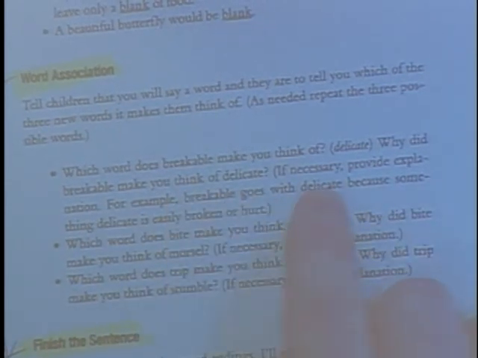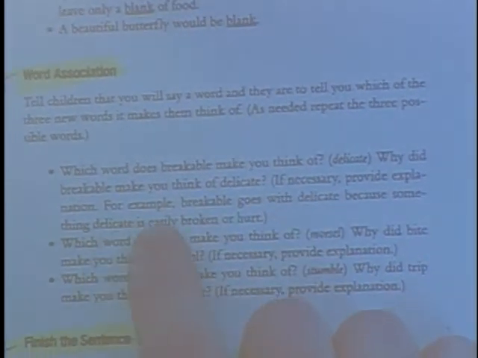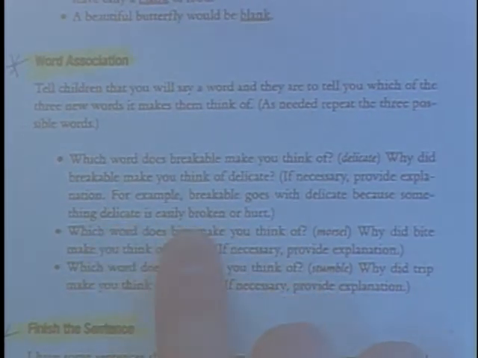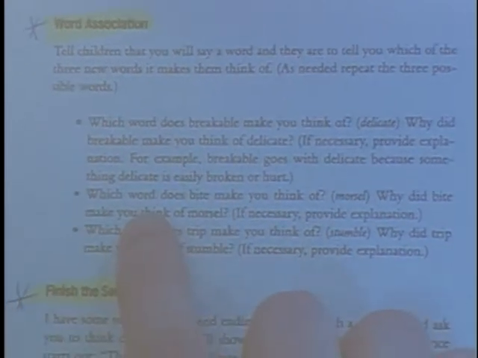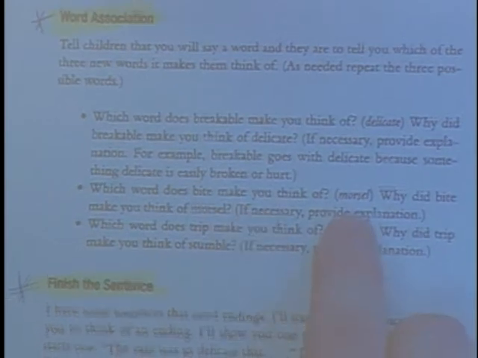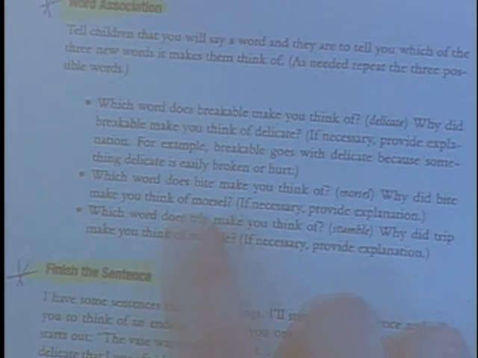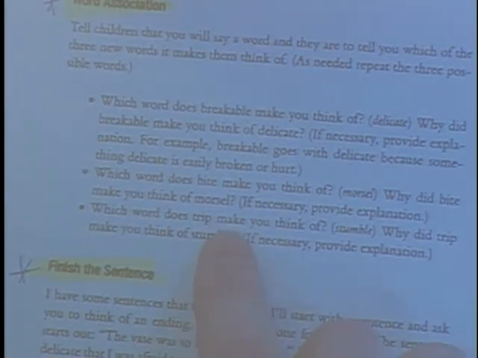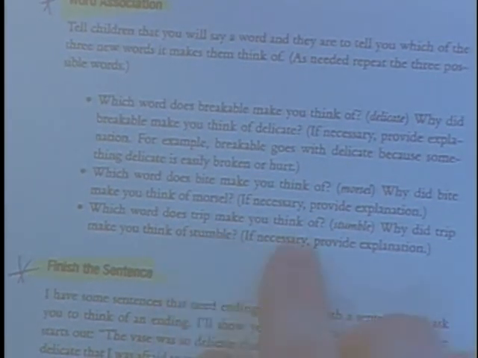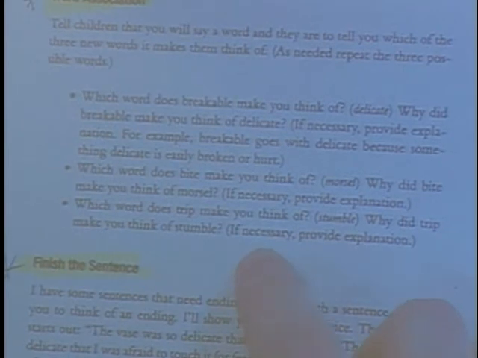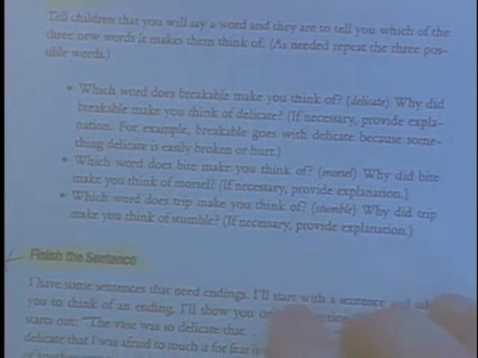And then if necessary, provide an explanation. For example, breakable goes with delicate because something delicate is easily broken or hurt. Okay? Which word does bite make you think of? Okay, a morsel. Why did the word bite make you think of morsel? Then if necessary, you would provide an explanation. Which word does trip make you think of? Stumble. Why did trip make you think of the word stumble? And then they'll talk about it, and if so, you provide an explanation.